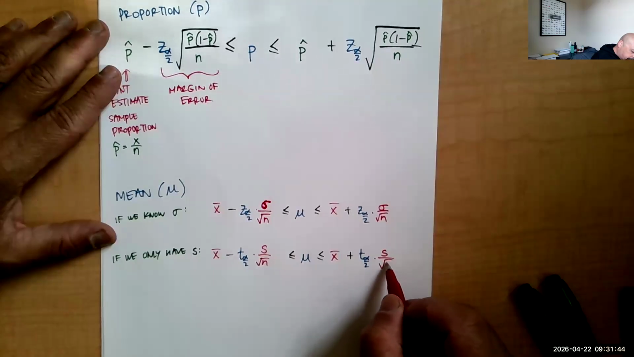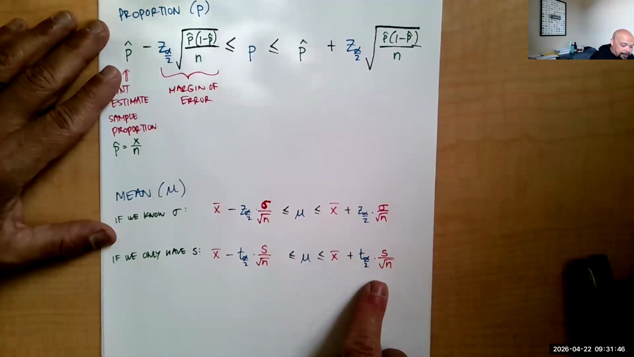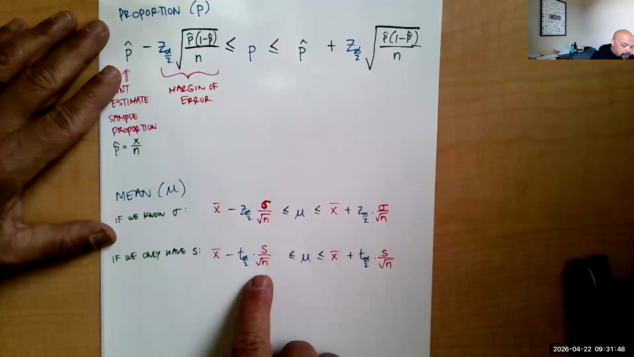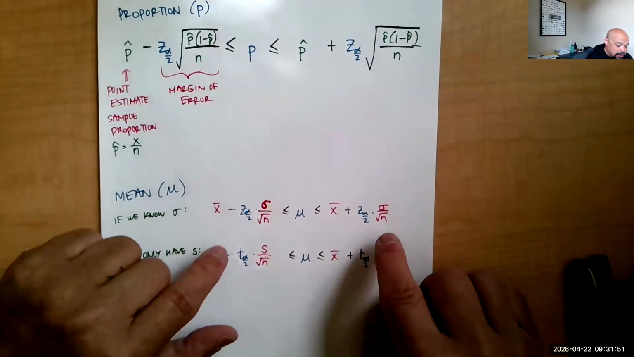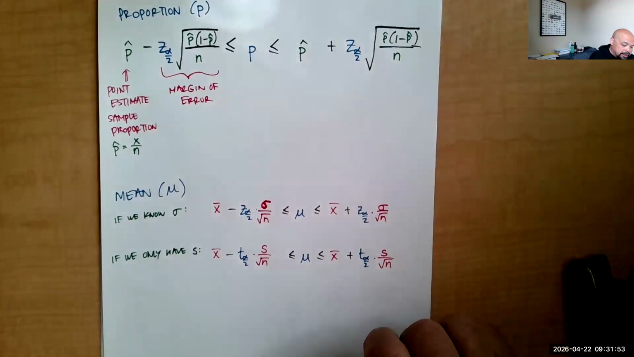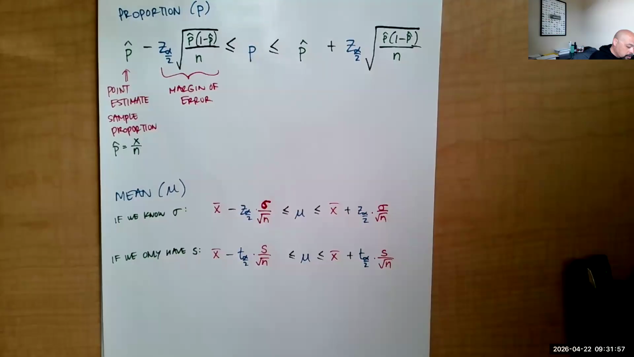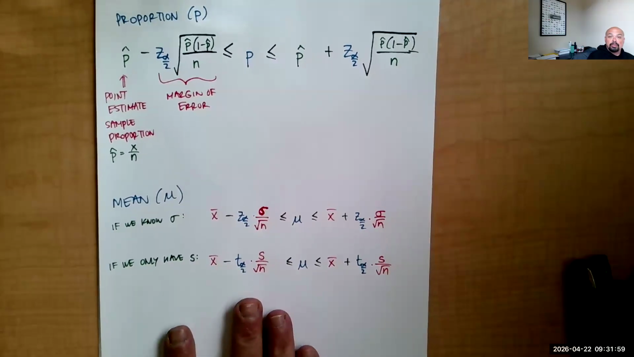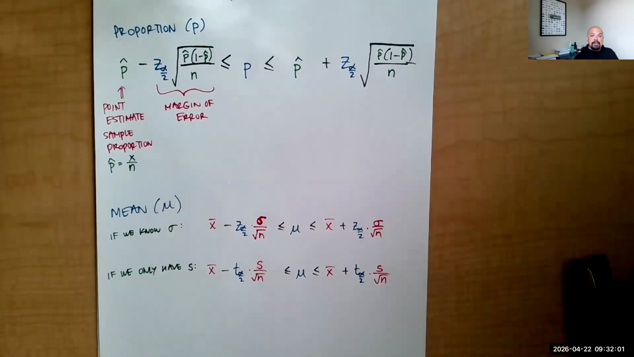S over the square root of n. That's standard error, okay? And again, nearly identical. We just have to pay attention to which distribution we're using, the z distribution or the t distribution, when we're dealing with that mean. There's a whole new distribution for the standard deviation, but we'll deal with that at a different time.